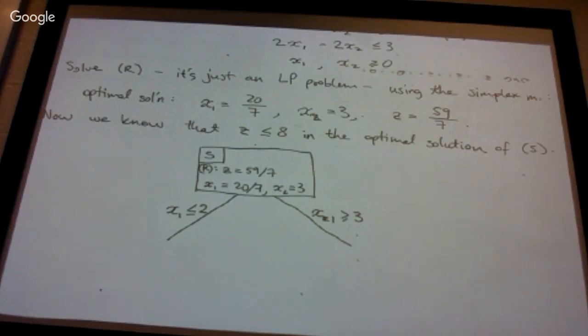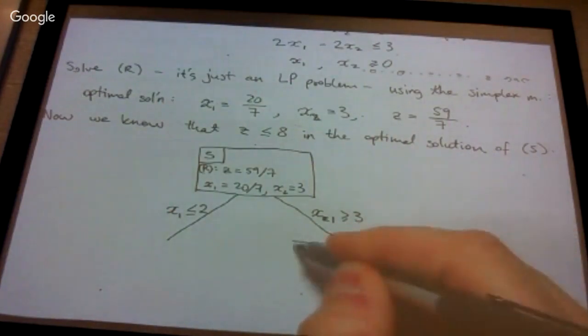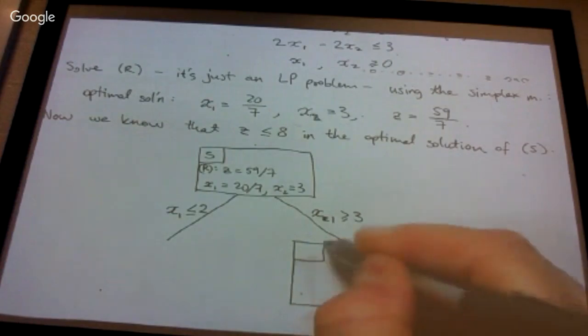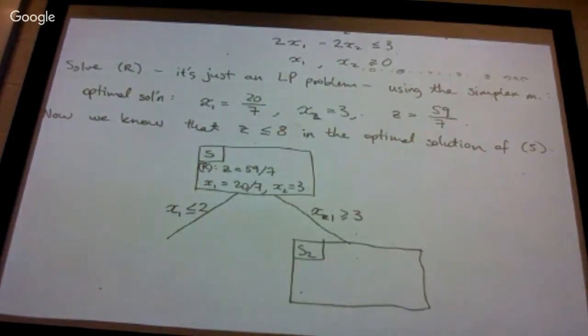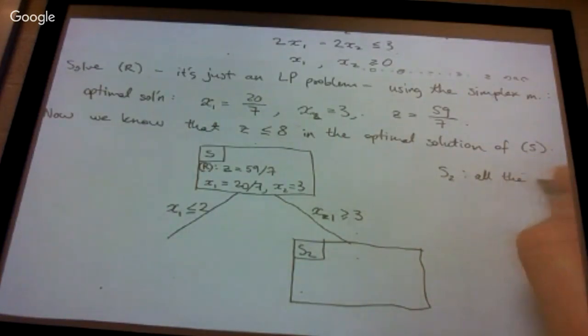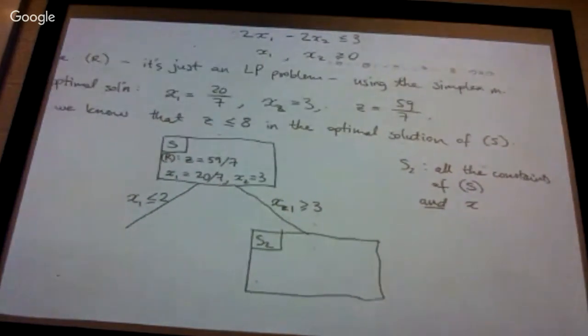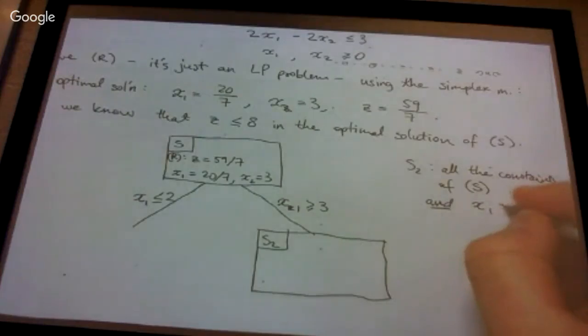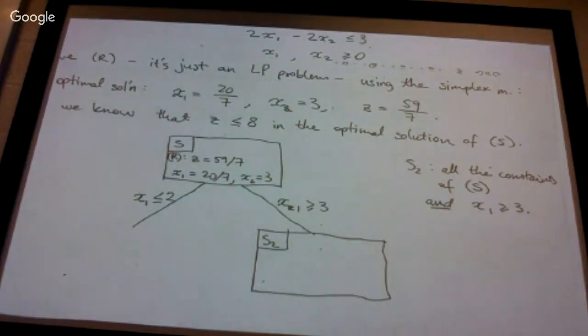So now what happens is you try to solve this problem. I'll call it S2. And in this problem, S2 has all the constraints of S, and also it wants x1 to be greater than or equal to 3.